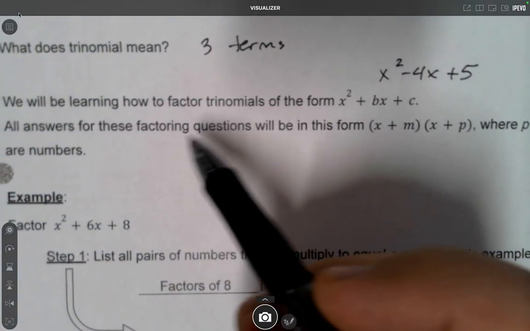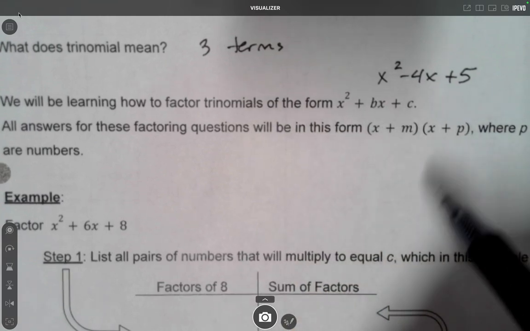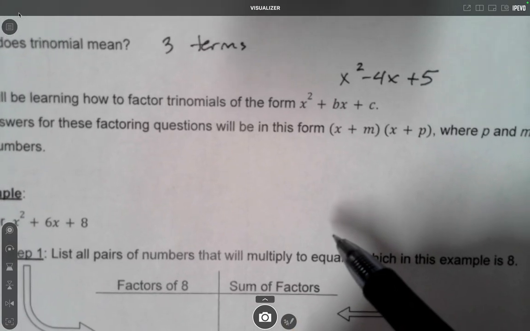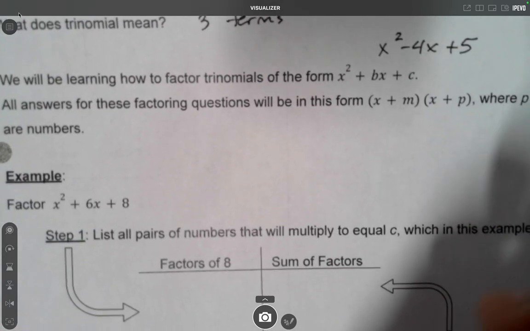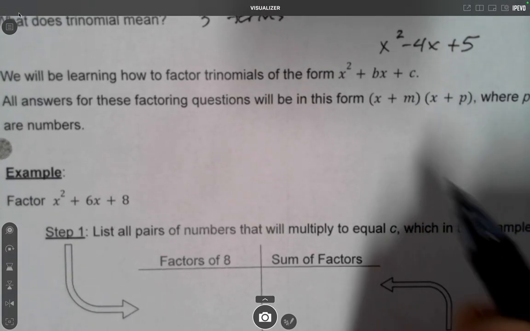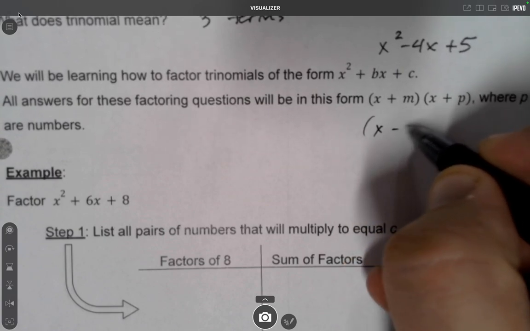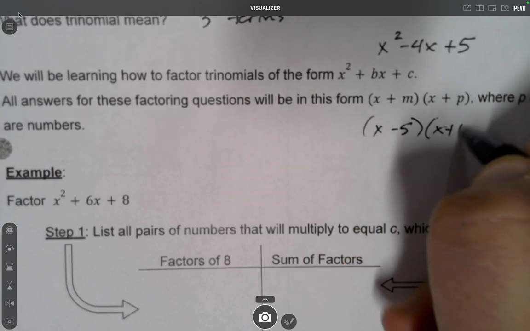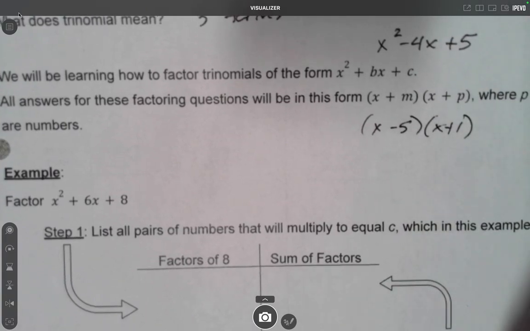All answers for these factoring questions will be in the form x plus m, x plus p, where p and m are numbers. They could be positive or negative, but they will be whole numbers, or integers, I should say. So the answer could look something like x minus 5, x plus 1. That's not the answer to this one. I'm just saying that's the style the answer will look like.